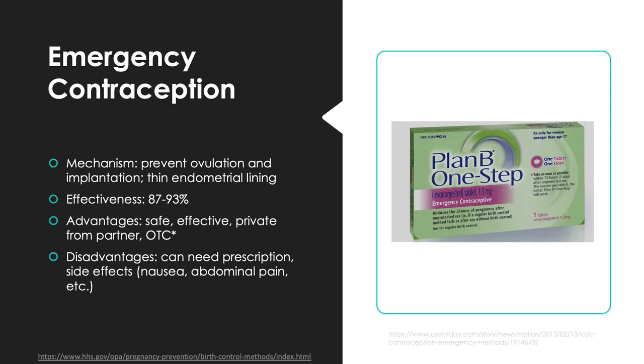Advantages include that they are safe, effective, available over the counter for Plan B, and private from a partner. Disadvantages are that they can require a prescription or clinic visit in the case of Ella or copper IUD, and that they may cause side effects such as nausea, vomiting, abdominal pain, and headaches. They may also be less effective for patients with a BMI over 30.